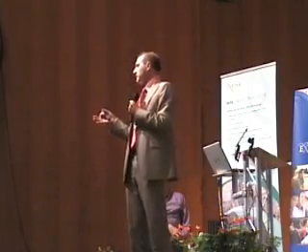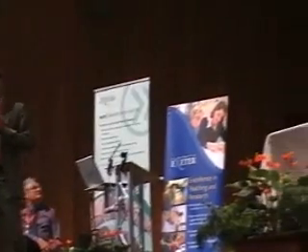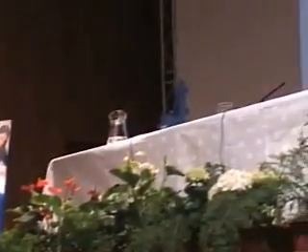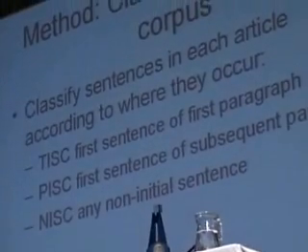So what we do, and if you did manage to get one of the handouts, you'll see on the front with text A down the side, there are some acronyms: TISC, PISC, and NISC. This is one of the most fun bits of our project, that we've come up with some nice little acronyms. But what we do with the whole corpus, all of these 52 million words, 113,000 articles, is that we go through and we classify each sentence within each article according to where it occurs within the text.